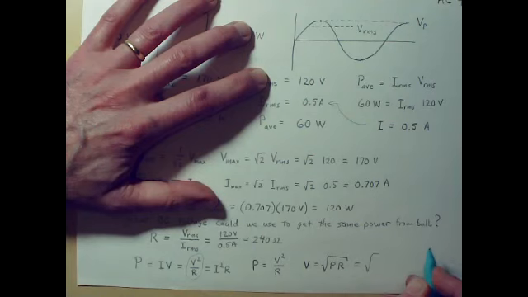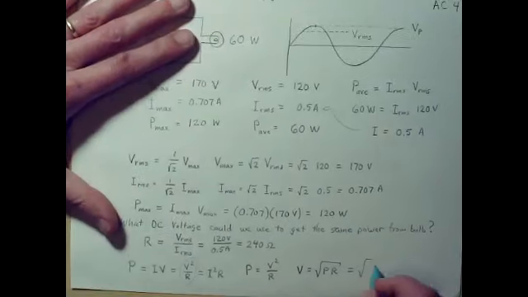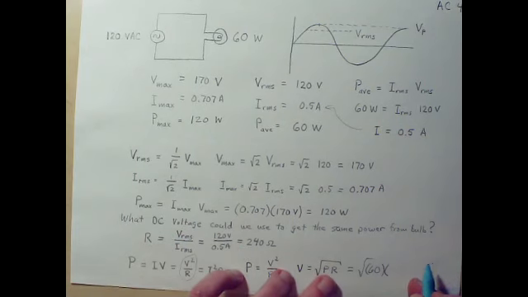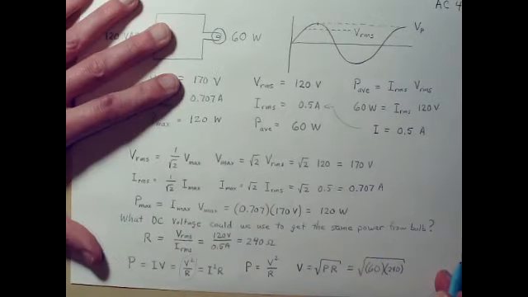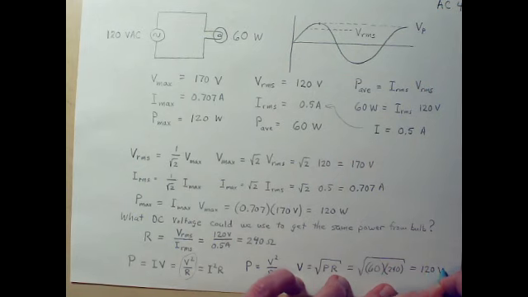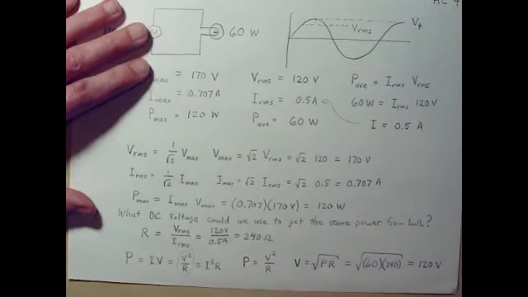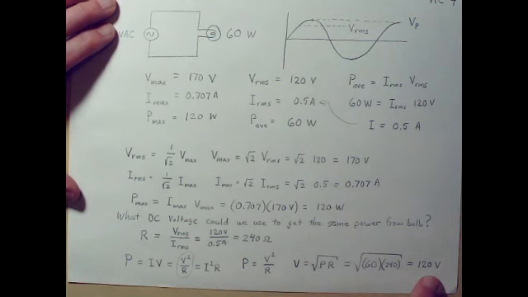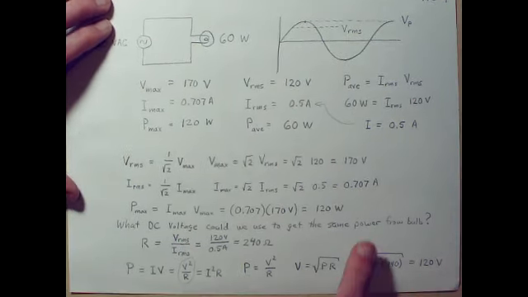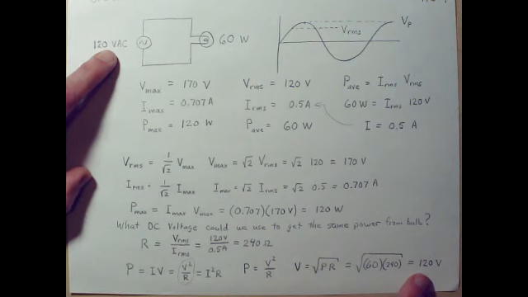Well, let's put the numbers in. P, the power, is 60 watts, and the resistance we just calculated was 240 ohms. If you take the square root of 60 times 240, you will get exactly 120 volts. So the answer is 120 volts. So the DC voltage you should use to get the same power from the bulb is exactly the same as the AC RMS voltage. That is the right value to apply if you want to use DC instead.